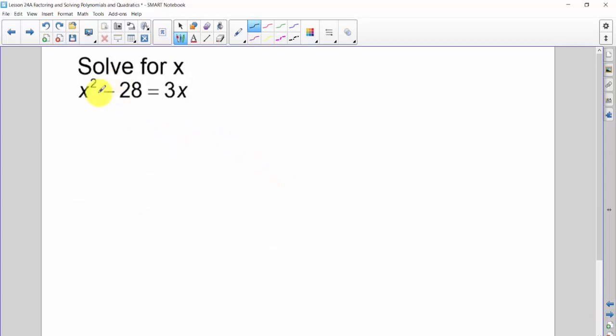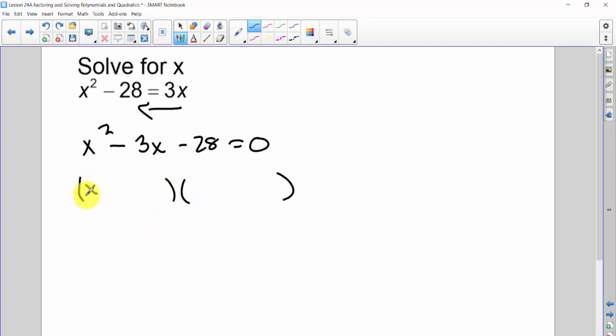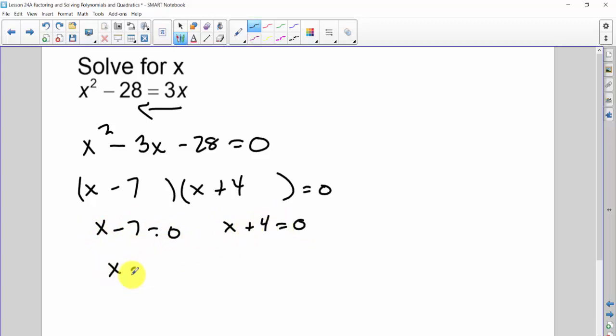In this case, I have my positive x squared, but nothing equal to 0, so I'm going to bring the 3x over to this side, giving me x squared minus 3x minus 28 is equal to 0. Two things that multiply to negative 28 and get me negative 3 are a 7 and a 4, 7 being negative, 4 being positive. There's the zero product principle. x minus 7 equals 0. x plus 4 equals 0, so x equals 7 and x equals negative 4.